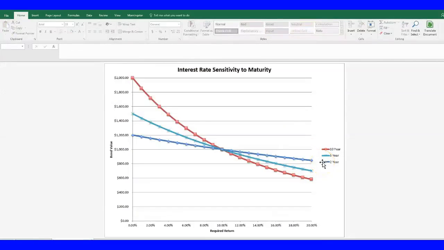And we can see that the slope decreases as the maturity of the bonds decreases. So for a 2-year bond, a 1% change in interest rates has very minimal effect, whereas a 1% change in interest rates for a 10-year bond has even more effect. And if we were to plot a 30-year bond, it would have an even steeper slope than the 10-year bond.